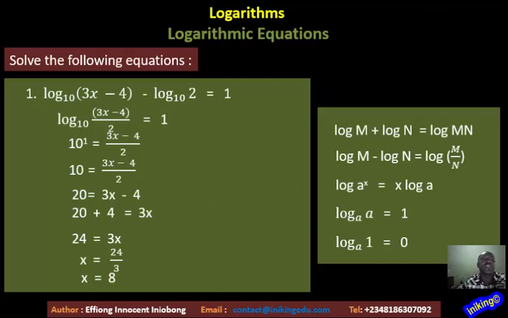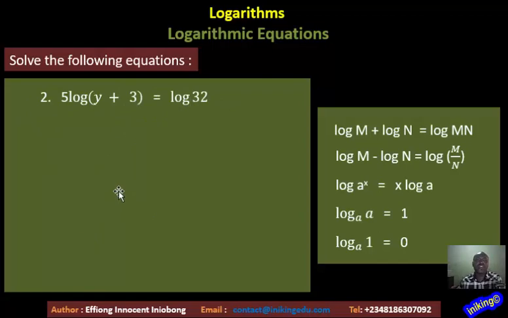How did we do this? Let's take it very fast. The left hand side, we had 2 logarithmic expressions. We combined the 2 of them to form 1 by applying the second rule there, because we have a minus sign here. So we simply say the log of 3x minus 4 divided by 2 equals 1. And then we change this to an exponential expression by saying 10 raised to the power of 1 is equal to 3x minus 4 all over 2. And that led us to this. And from there, we cross multiply and solve for x, which gave us 8. Let's look at the next question.